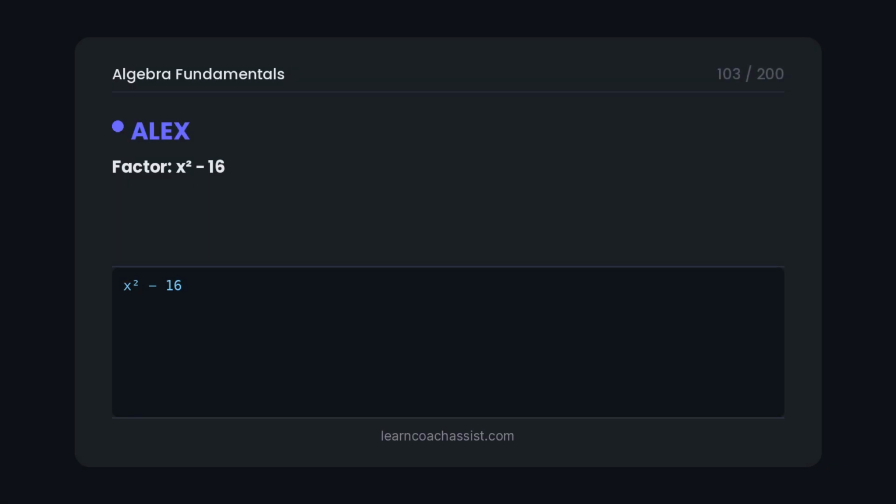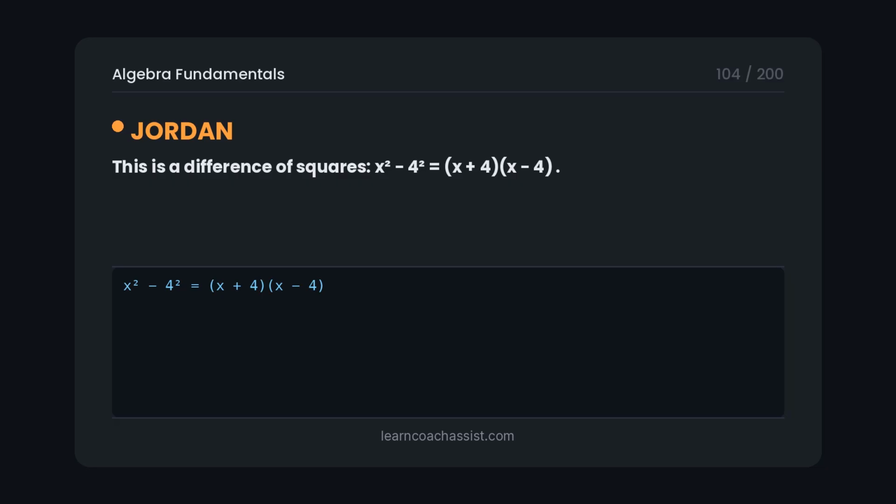Factor x^2 − 16. This is a difference of squares: x^2 − 4^2 equals (x + 4)(x − 4).